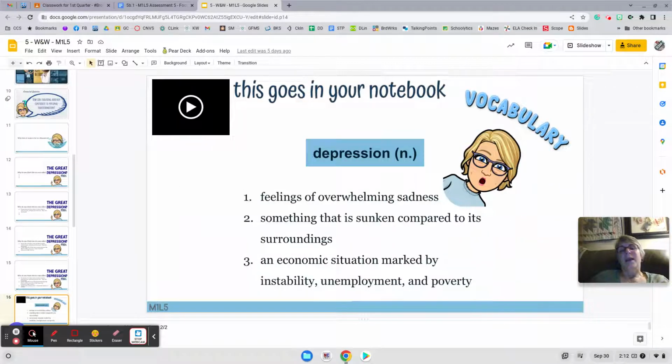Now, there are 3 definitions for the word depression. I would like you to write this definition down on page 30 of your ELA notebook if you have it. If you don't have it, you can certainly do that on Monday. Depression is a noun. It's a feeling of overwhelming sadness; something that's sunken compared to its surroundings, like Bobby's got a depression over there in his dog bed where he's been laying; and an economic situation marked by instability, unemployment, and poverty.